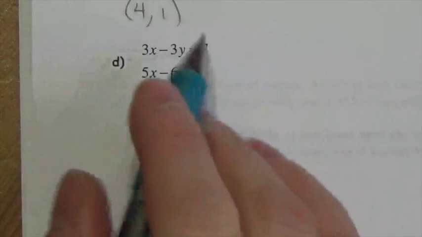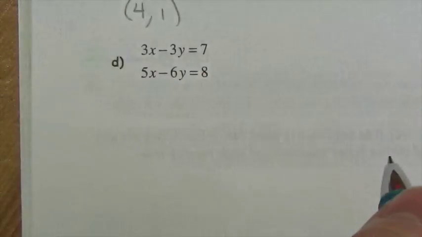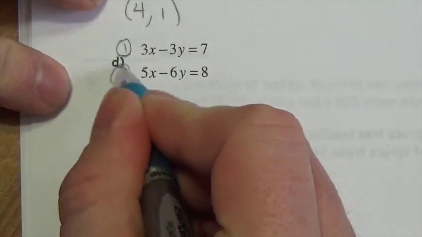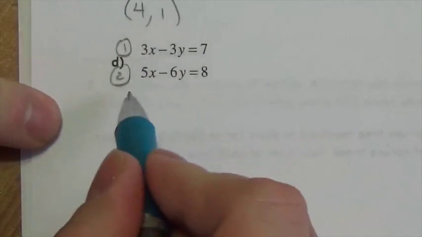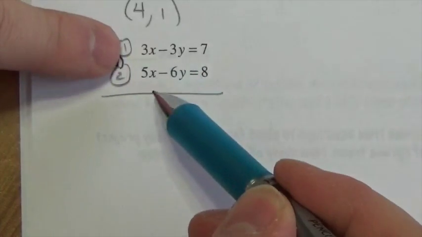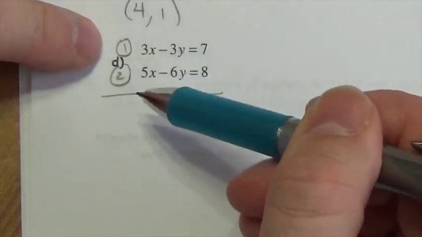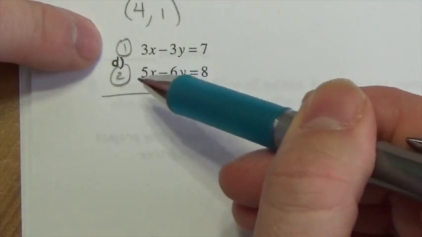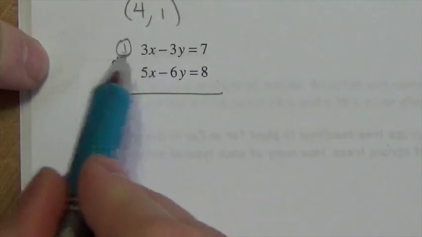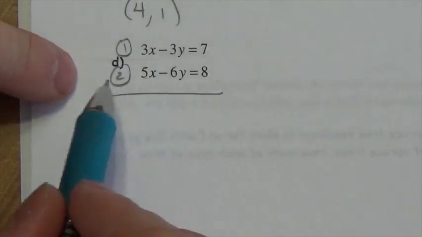Okay, here's another one that has a similar sort of issue. Notice none of the coefficients are the same. So now I'm going to choose the easy way out of this one. Drop a line underneath here. I could get rid of the x's, but to do that, I would need to find the lowest common multiple of 3 and 5, which is going to be 15. I'd have to multiply the first equation by 5, the second equation by 3.